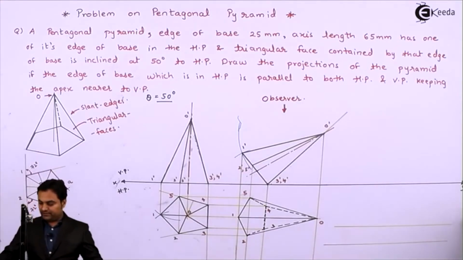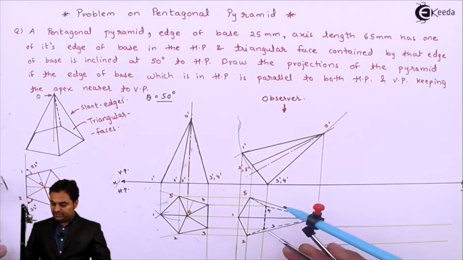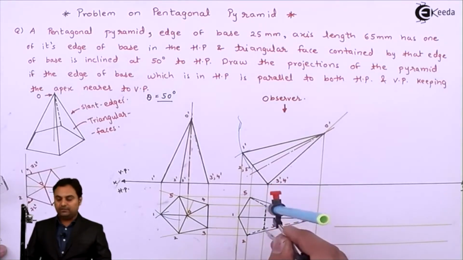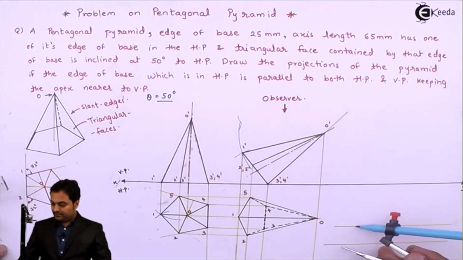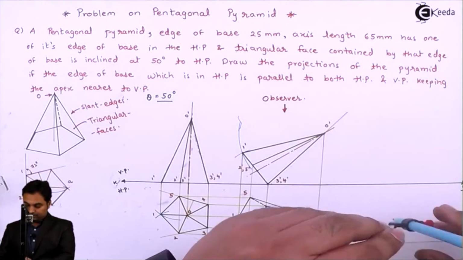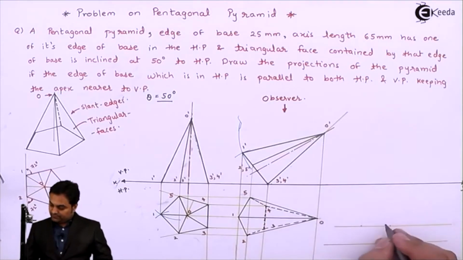Drawing a light horizontal line. Then measuring this distance 3 to 4, because this is the edge to be made parallel to VP, and here I am making it parallel to VP with the apex nearer to VP as it is said in the question. So this is giving me edge 3, here it is 3 and 4.